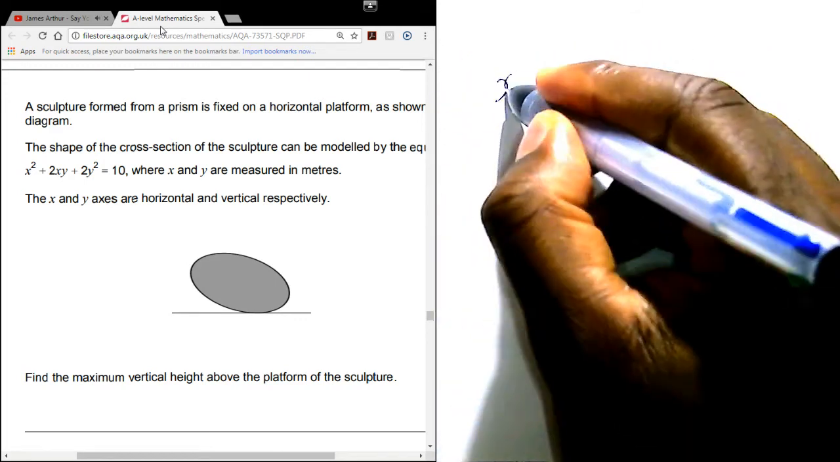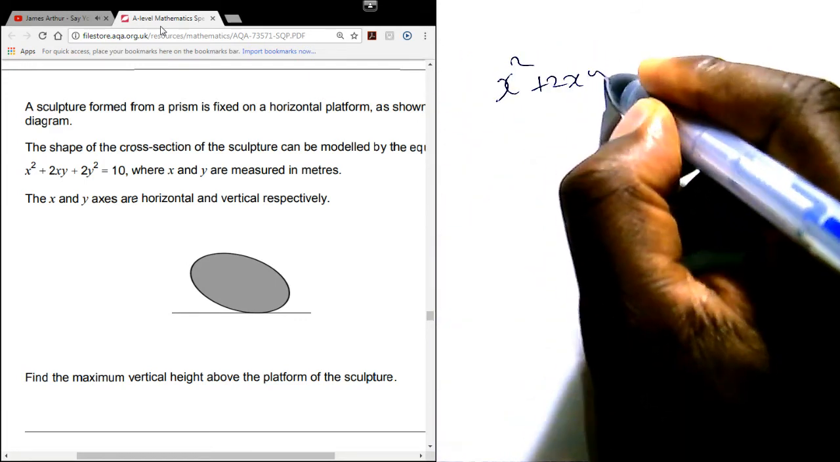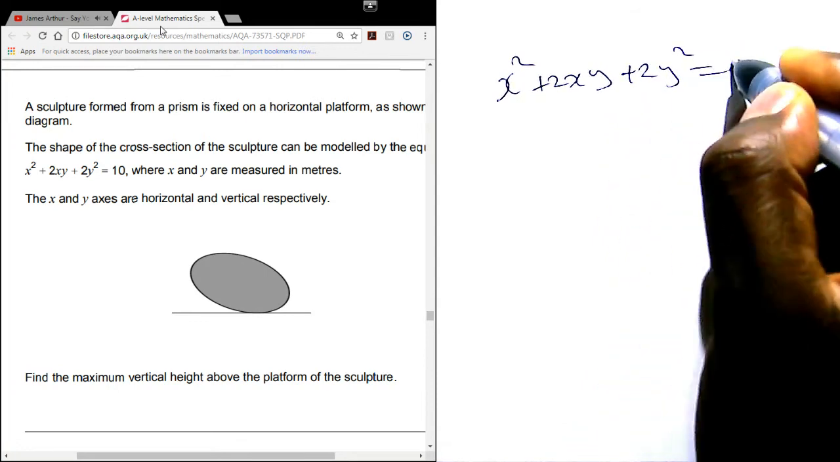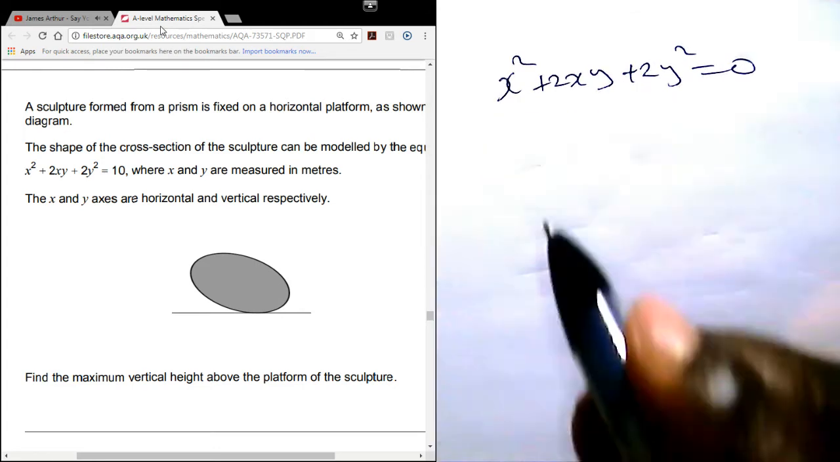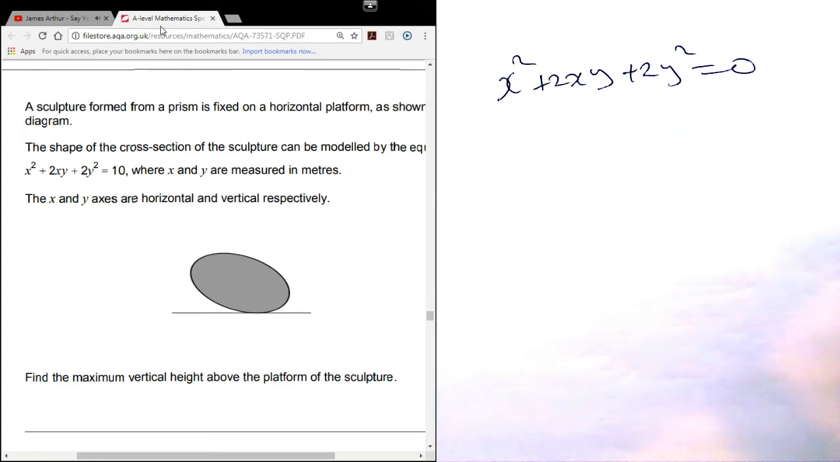So if you have x squared plus 2xy plus 2y squared equals 0, what you want to do is find dy dx. And to get the maximum and minimum points, you equate dy dx to 0. But how do you find dy dx of a mixed problem like this? It's called implicit differentiation. It's called implicit because we cannot separate x and y. We have them tangled up and we are going to handle it like that.